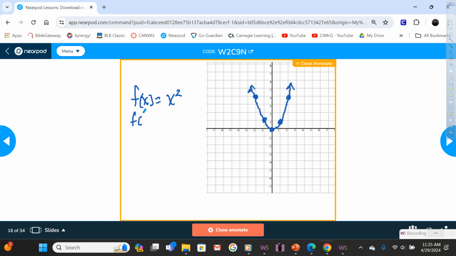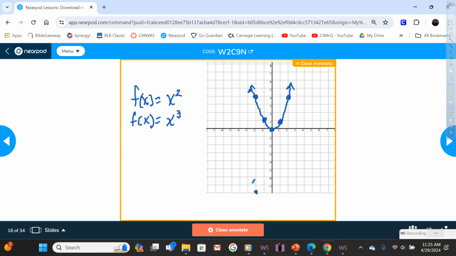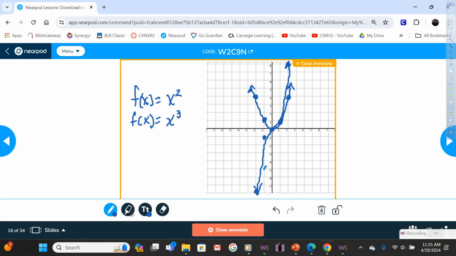Look at this one. F of x equals x cubed. Remind your neighbor the 5 points that we would place for that one. What are the 5 points? Very good. -2, -8, -1, -1, 0, 0, 1, 1, 2, 8. And it would look something like this, with a little wiggle.